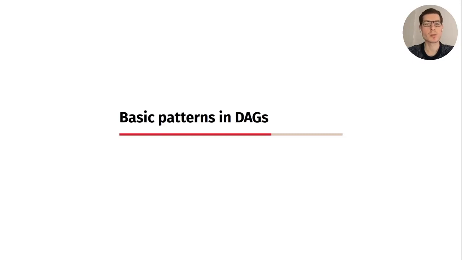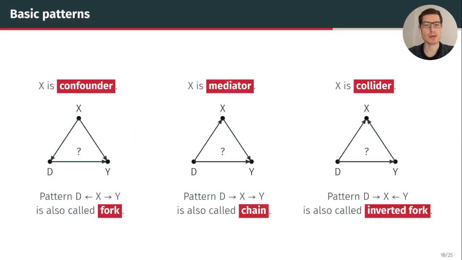Now for the final, but also most important thing that you will learn about DAX today, which is the basic patterns. So we've looked at fairly complex DAX already, but as it turns out, for analyzing DAX, what we can do is disentangle or split them up, and then we will always find one of several basic patterns, and here they are. So it's a confounding pattern, a mediating pattern, and a collider pattern.